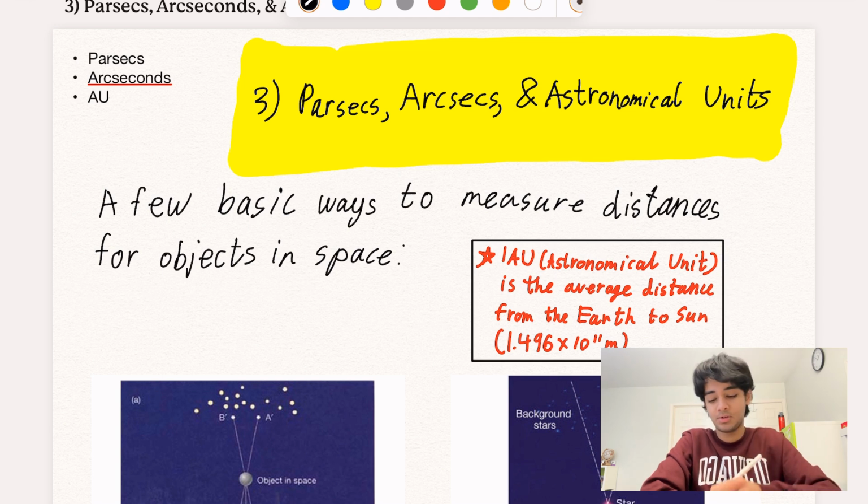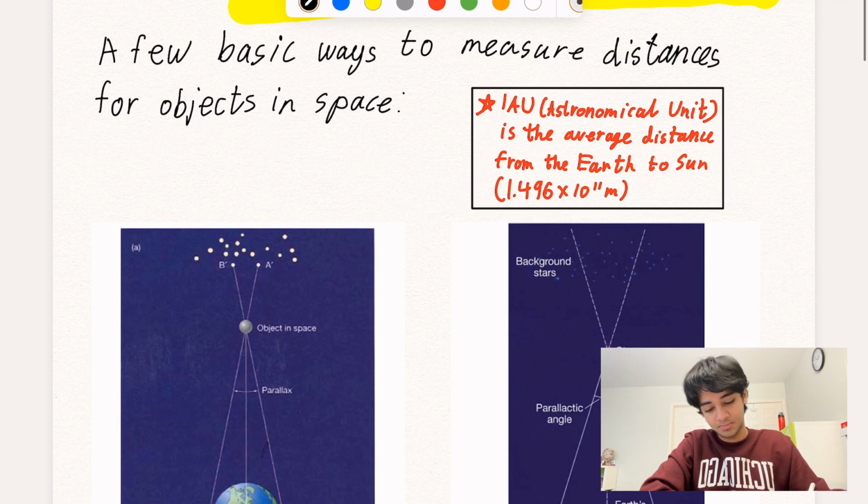In this video, we are going to be covering parsecs, arcseconds, and astronomical units. If these terms sound alien to you right now, don't worry. By the end of this video, they're going to be like water. First, let's start with some pictures.